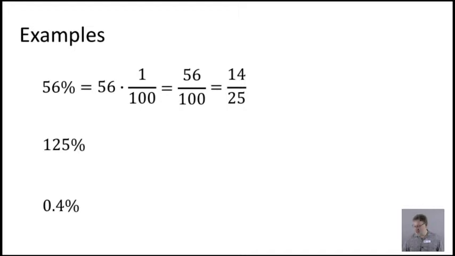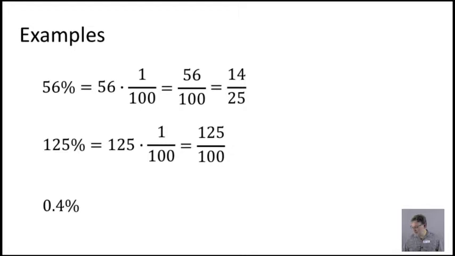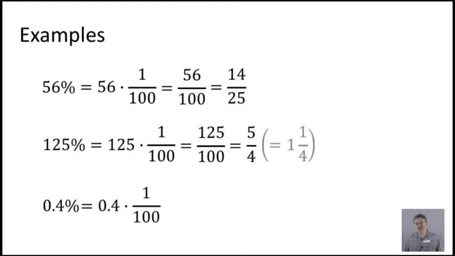125%, once again, we're multiplying that by 1 over 100 to give us 125 over 100. That fraction can also be simplified further to give us 5/4. Lastly, 0.4%. Now this one is a little bit different in that it is less than 1%. And so as we're multiplying this by 1 over 100, we are going to be getting a fraction that is actually 4/10 times 1 over 100.